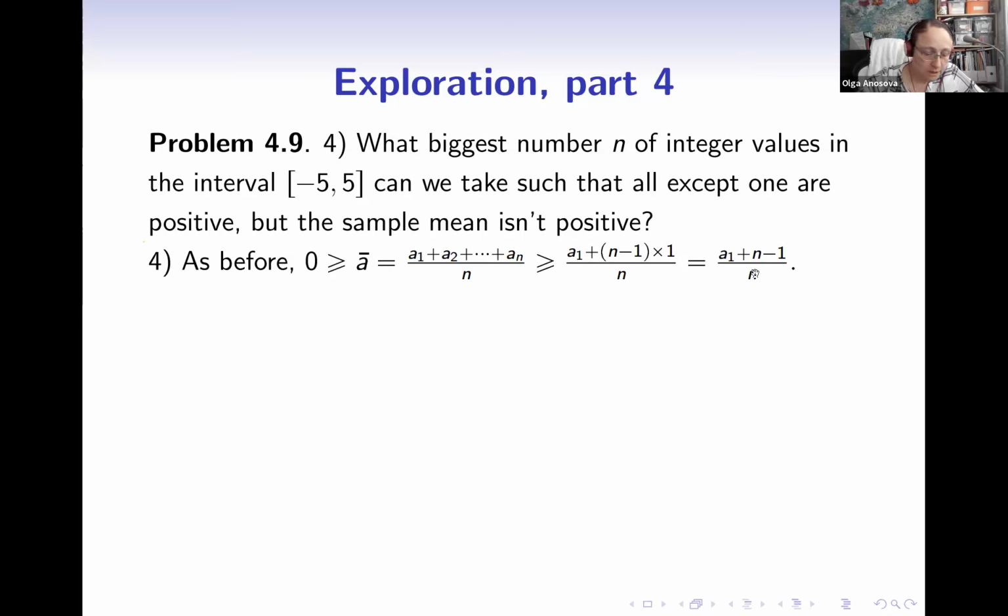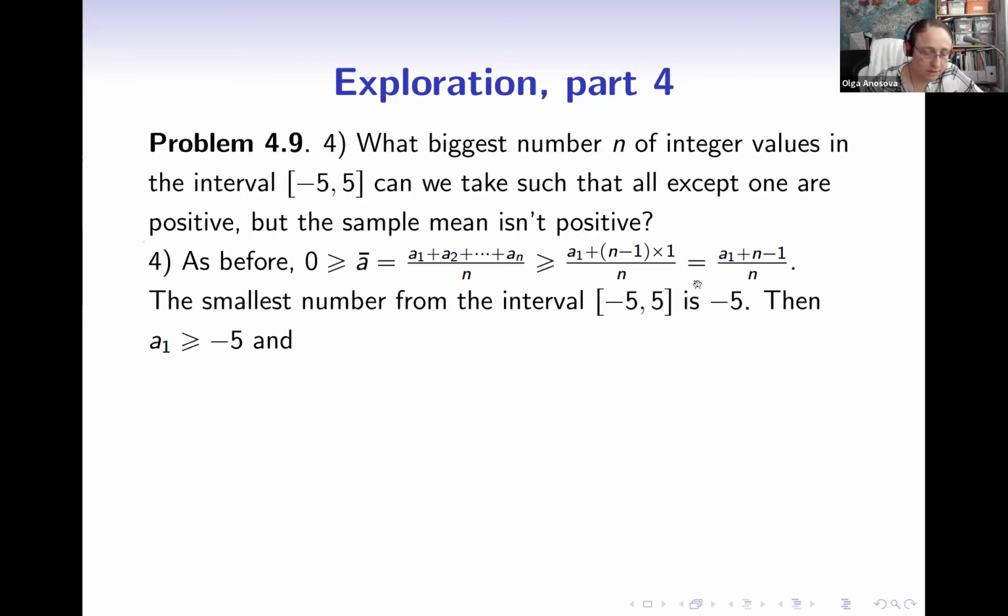And then if we write it down, we need that number A1 plus n-1 divided by n. We want that to be non-positive. So again, remember that the smallest negative number from the interval from -5 to 5 to outweigh everything is -5. So let's just set A1 equal to -5 and see what's going on.